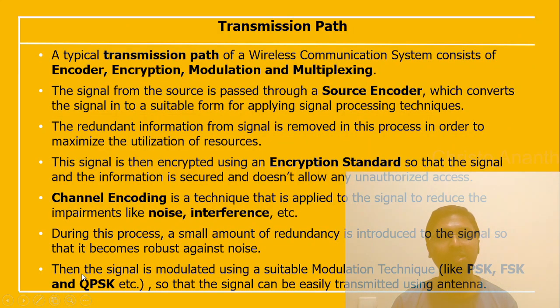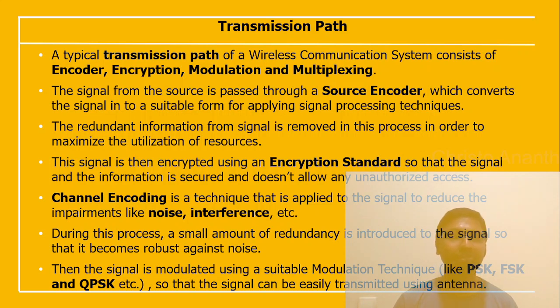The transmission part of the wireless communication system will have the encoder, encryption, modulation, and multiplexing. The signal from the source is passed on to the source encoder, where you convert the signal into a suitable form for applying signal processing techniques. Here the redundant information is removed in order to maximize the utilization of resources. This signal is then encrypted using the encryption standard, so that the information is secured and there is no unauthorized access.